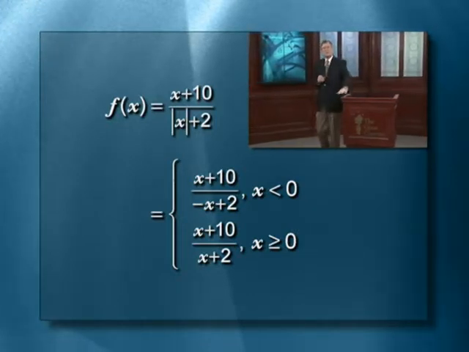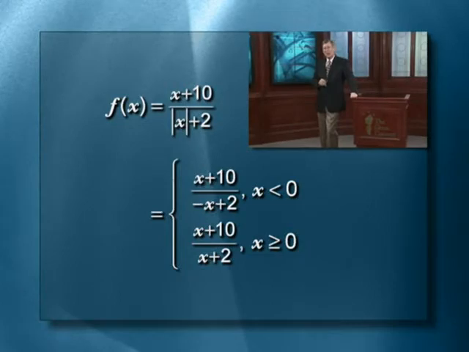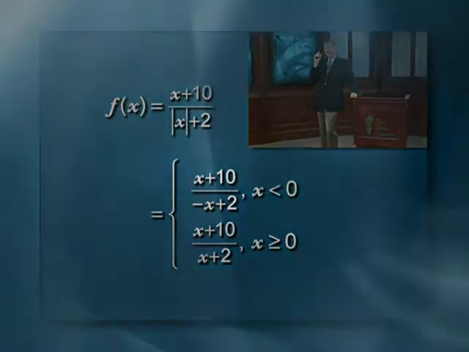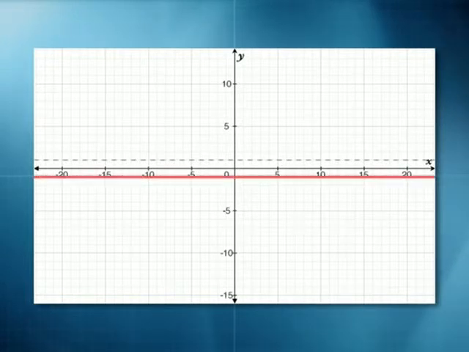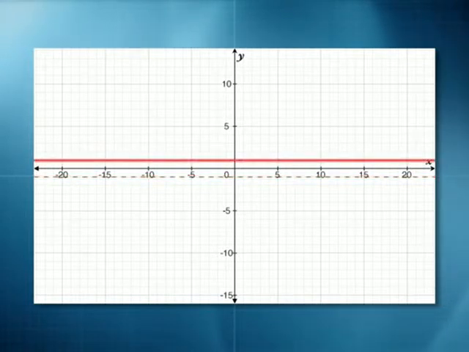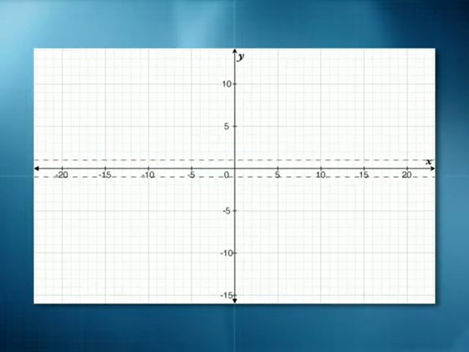Now look what happens. Look at these two rules. When x is less than 0, say going to minus infinity, the quotient of the leading coefficients is 1 over minus 1, so it has a horizontal asymptote of minus 1 to the left. But to the right, the horizontal asymptote is 1 because for (x plus 10) over (x plus 2), the leading coefficients are 1 over 1, or 1.